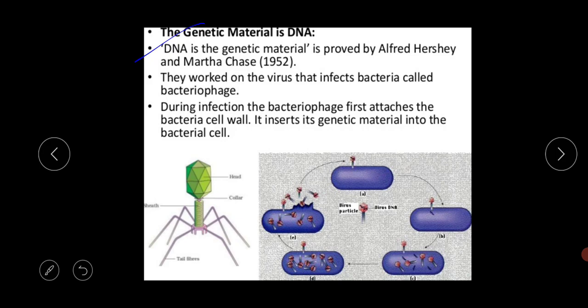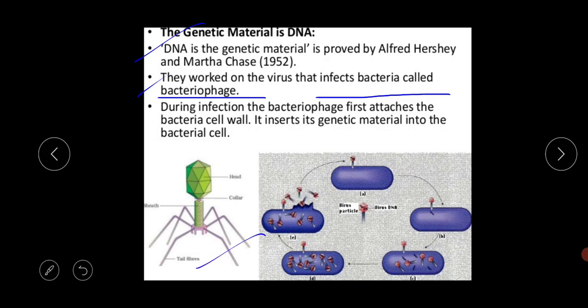Okay, bacteriophages are bacterial viruses. They worked on the virus that infects bacteria, called the bacteriophage. I am repeating again, they worked on the virus that actually infects the bacteria, called the bacteriophage. Okay, just look at the diagram.